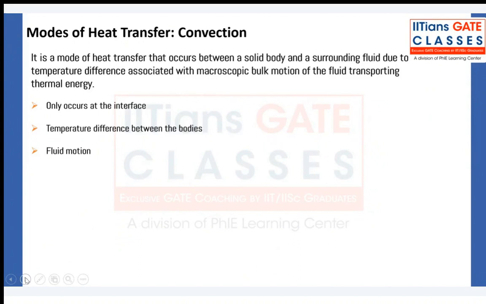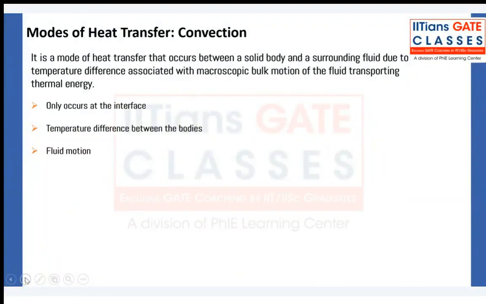Sometimes there is not a solid body, but there can still be convection. I will give you an example in some time. Now it says it is a mode of heat transfer that generally occurs between a solid body and a surrounding fluid due to temperature difference associated with macroscopic bulk motion of the fluid transporting thermal energy. Don't worry, let us understand it piece by piece.